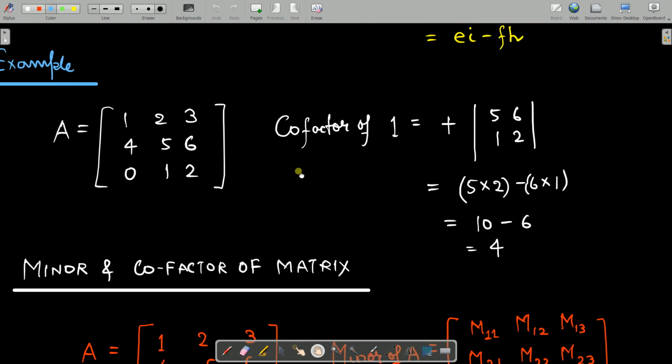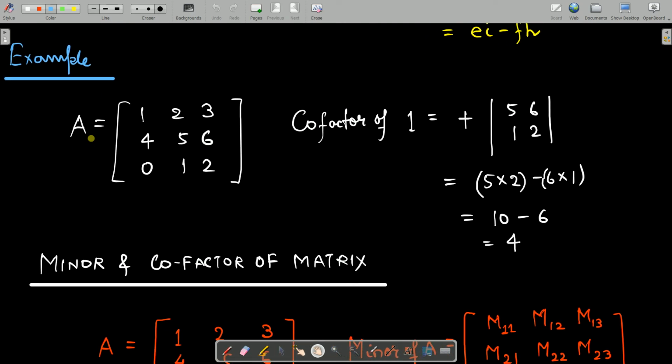Now let's see an example here. For this particular matrix, if you want to find the cofactor of 1, what is that?